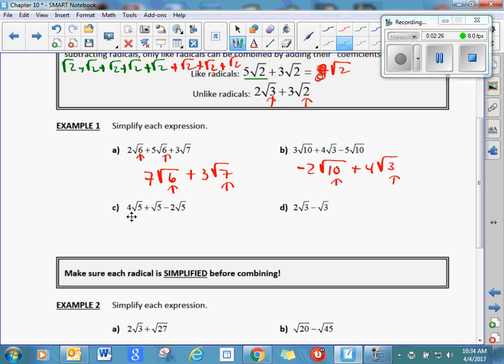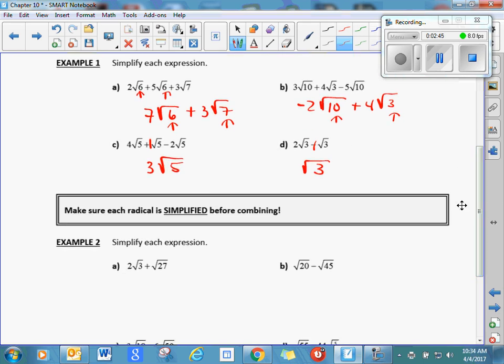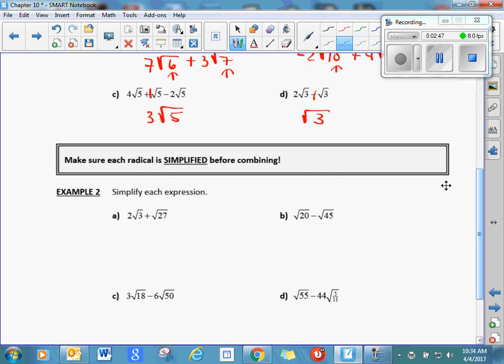All right, so here we have 4 plus the ghostly 1. There is 1 radical 5 here. That makes 5 of them, and we're taking 2 of them away, so that leaves us with 3 radical 5. And over here we have 2, and we're taking 1 away, so that leaves us with 1 radical 3. Okay, so let's go down and do a few more that have a few more steps.